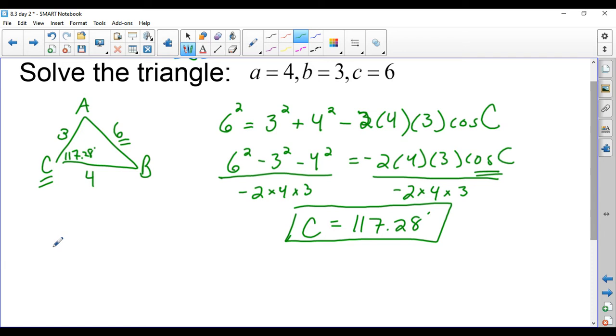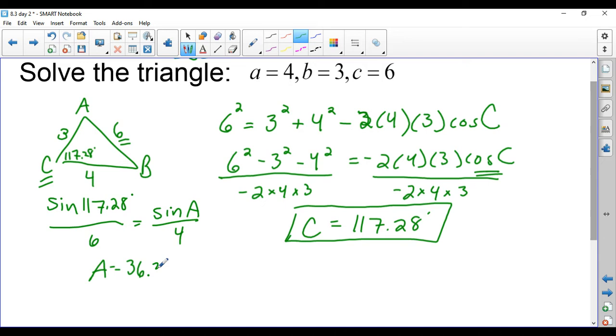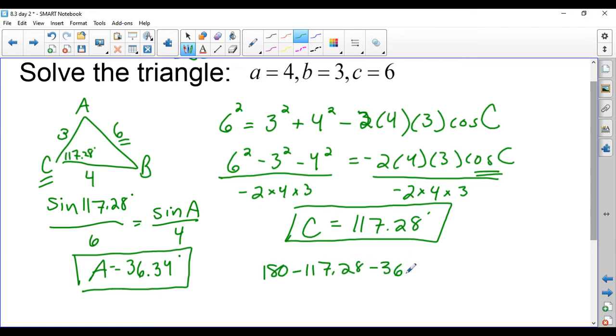Now that I have this obtuse angle, I can find angle A by saying sine of 117.28 over 6 equals sine of A over 4. Solve that for angle A, and angle A should be 36.34 degrees. And then I subtract from 180 the two angles that I found to get that angle B is 26.38 degrees.